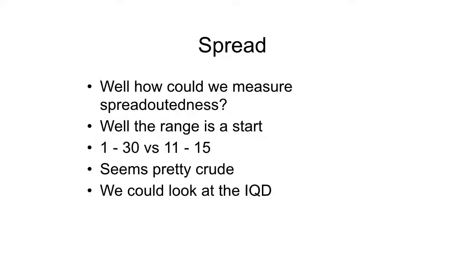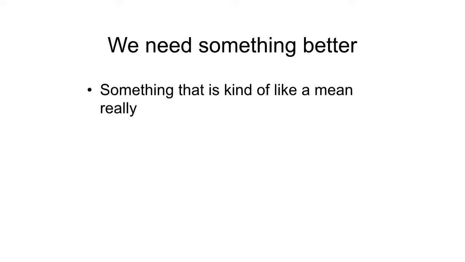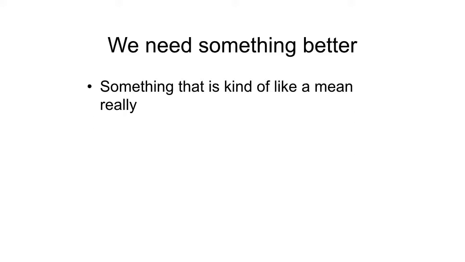We could use interquartile distance, which with a small batch of numbers like this isn't going to be horribly useful, but it would be a little bit better. It's still also just a crude measure of spread. Okay. So we need something kind of mean-like. Right? We need something like the average amount that a number deviates from the mean. That would be great.